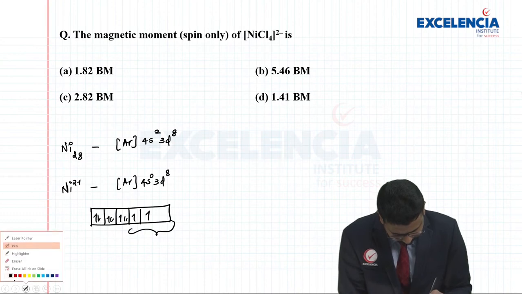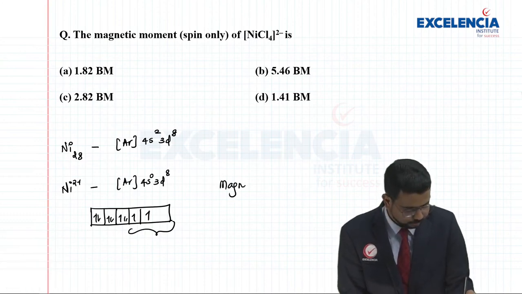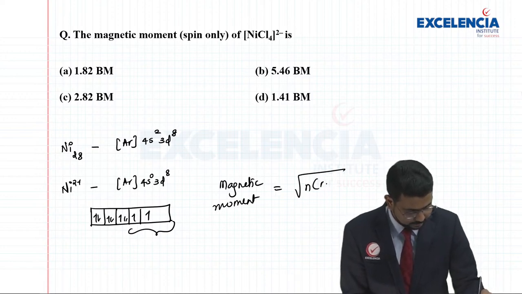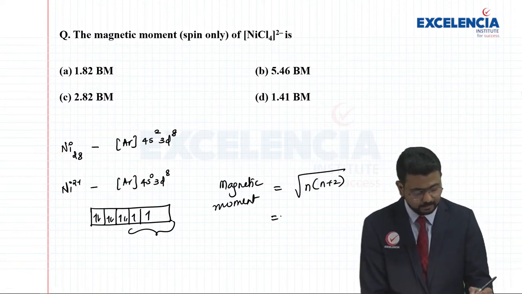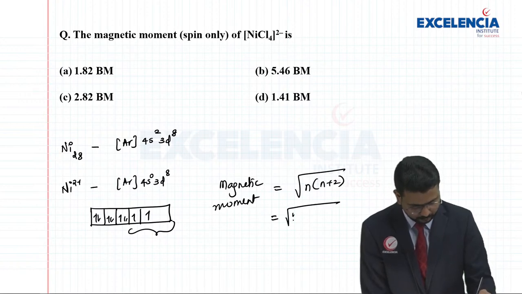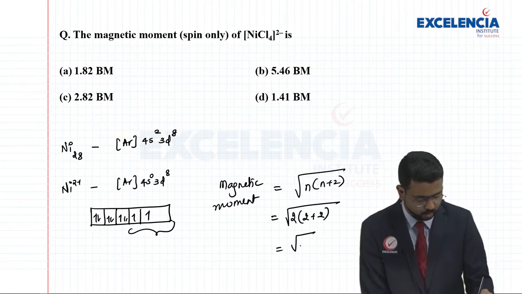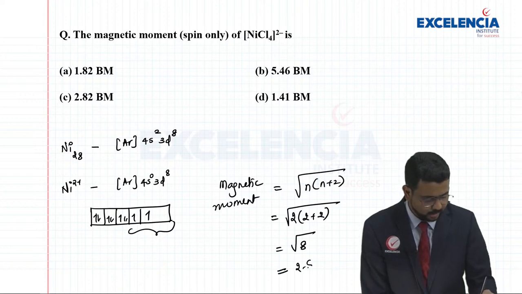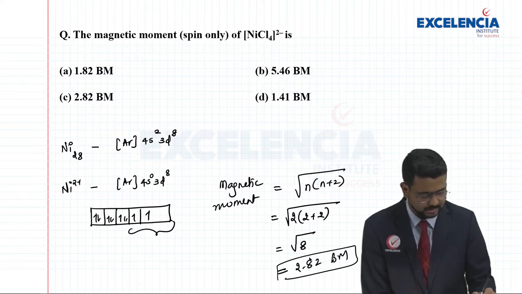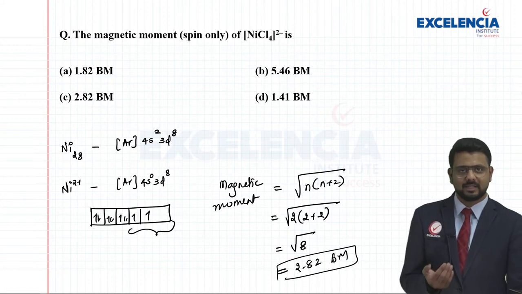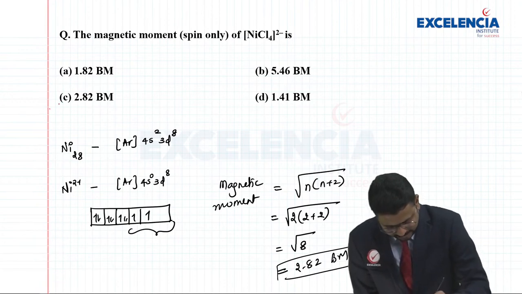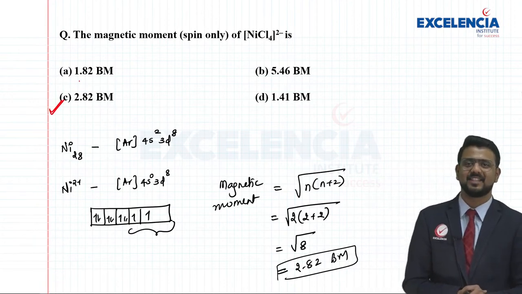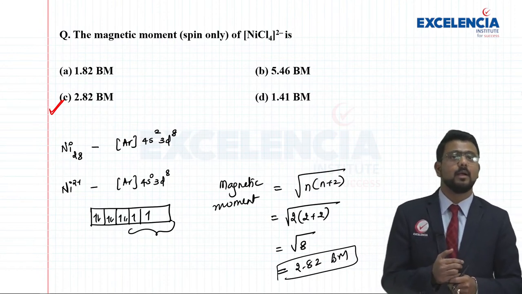the formula to find the magnetic moment here is equal to square root of n times (n plus 2), right? This is a direct formula if you want to find the magnetic moment, spin only. So here n is nothing but the number of unpaired electrons. So basically here you are going to have 2 times (2 plus 2). So you have square root of 8, which is equal to 2.82 Bohr magneton, okay? It is as good as square root of 9, which is 3. So your answer should be closer to 3. So definitely your answer is 2.82 BM, Bohr magneton.